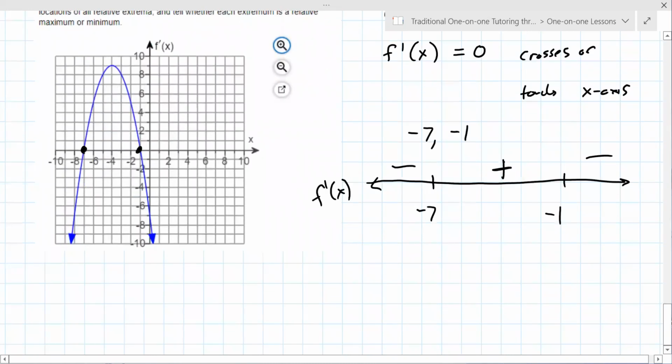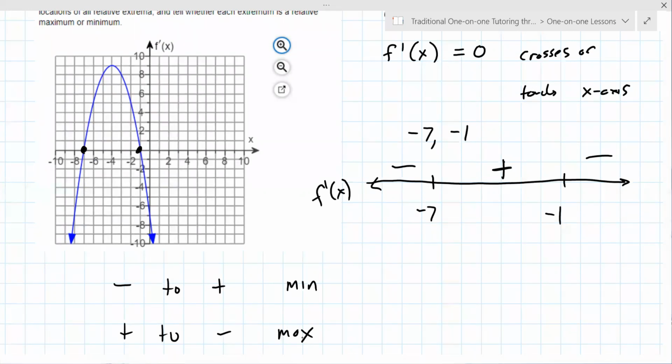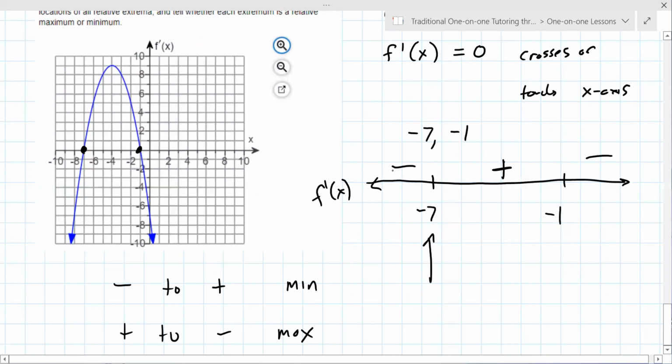Now, if you're in a traditional class, they would really emphasize the following, that if it goes from minus to plus, this is considered a min. And from plus to minus is considered a max. So right here at -7, do you see how it goes from minus to plus on your sign chart? So that's a min. And then from plus to minus, that's a max.